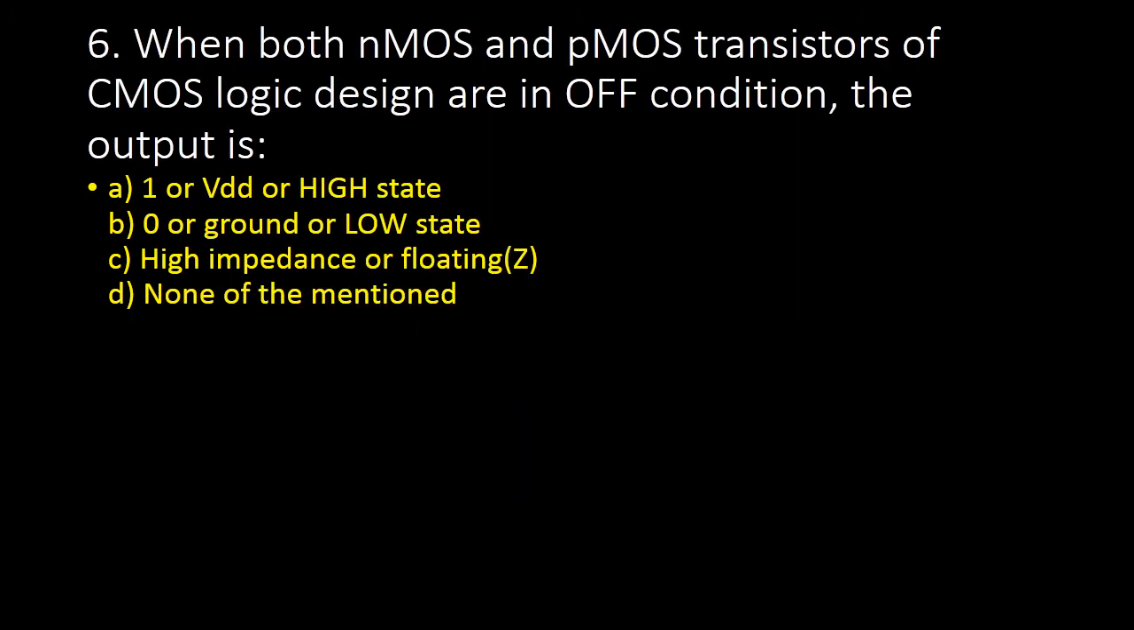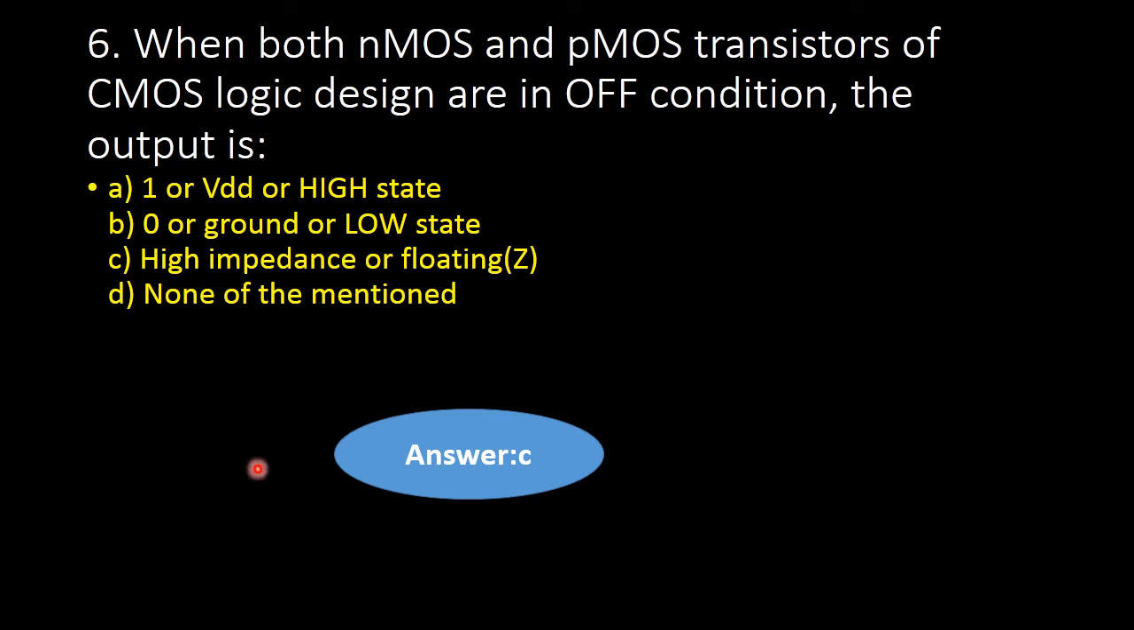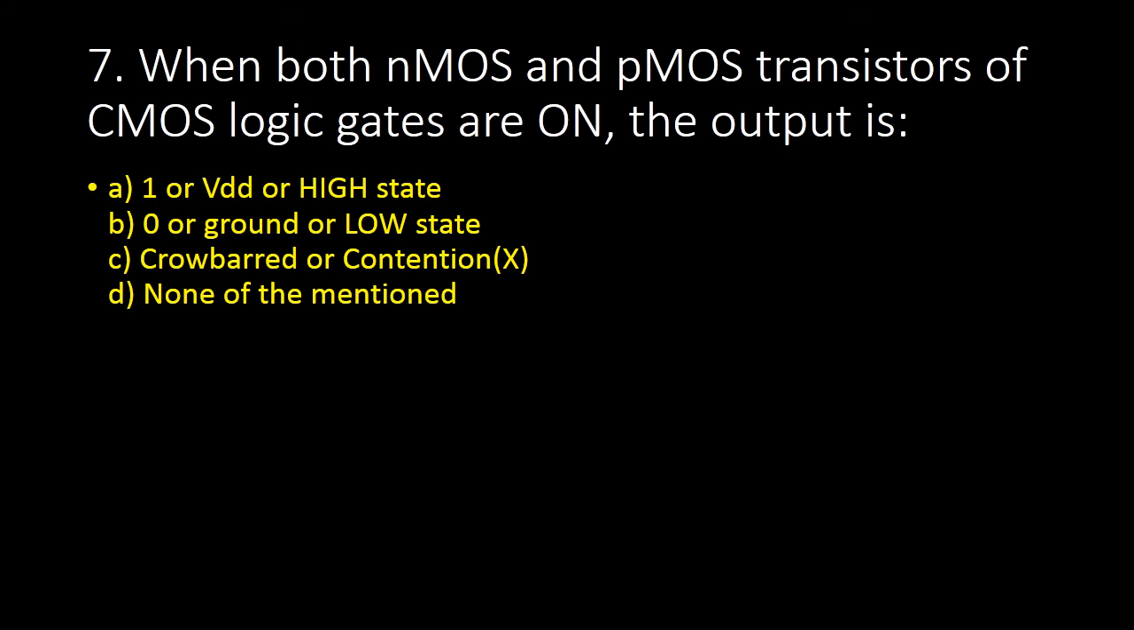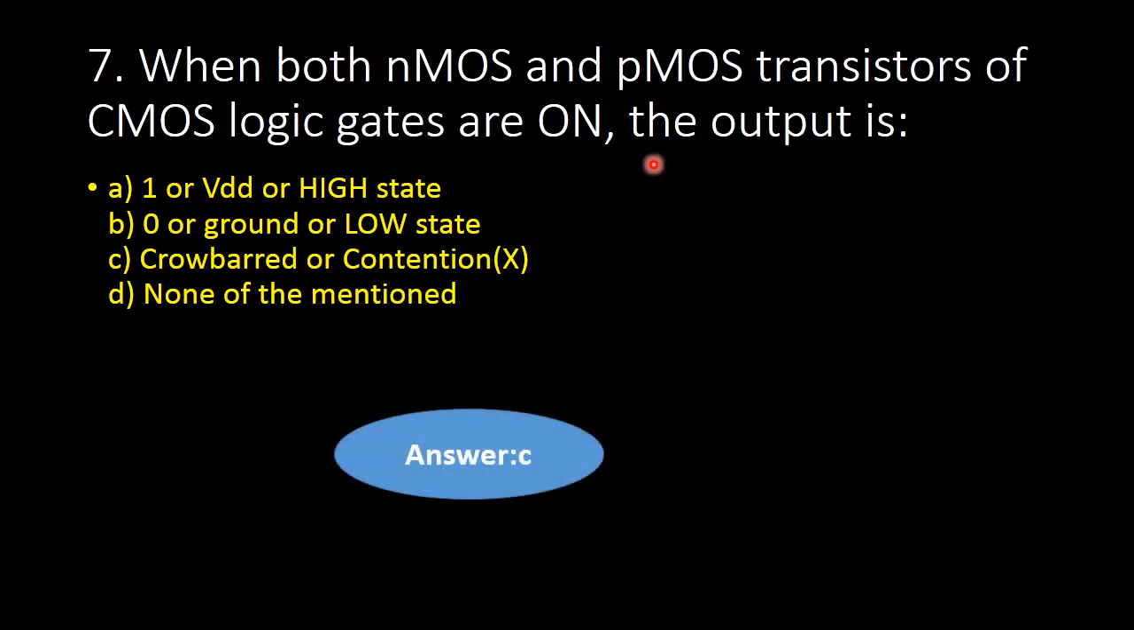Next question, when both NMOS and PMOS transistors of CMOS logic design are in off condition, then the output is, so here both the transistors are in off state. So if both the transistors are in off state, then definitely the output will be floating, that is high impedance. Therefore option C is the right answer. Next question, when both NMOS and PMOS transistors of CMOS logic gates are on, so if both the transistors are in on state, then it is in crowbar state or X, that is contention state.